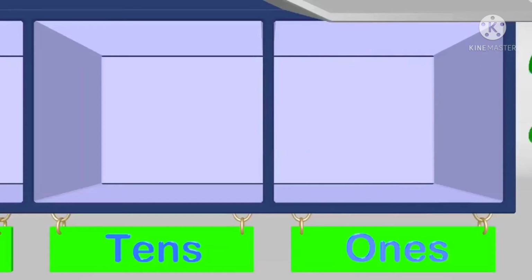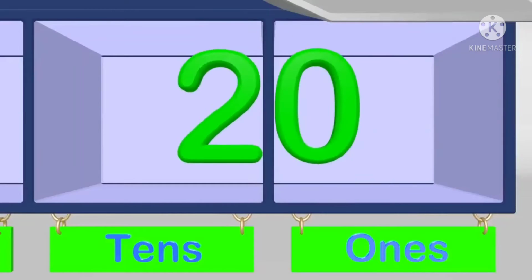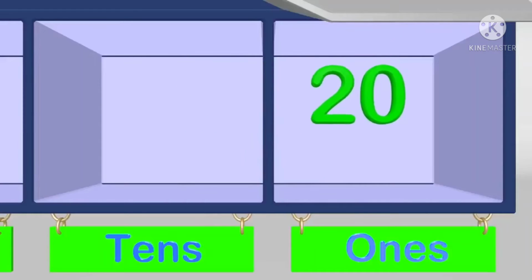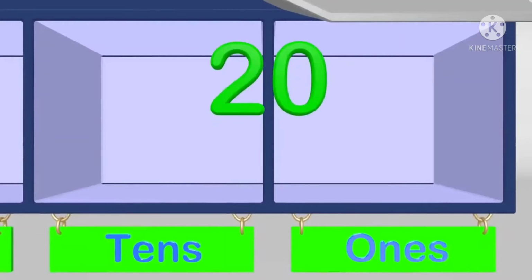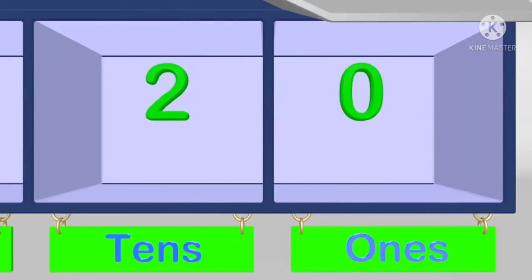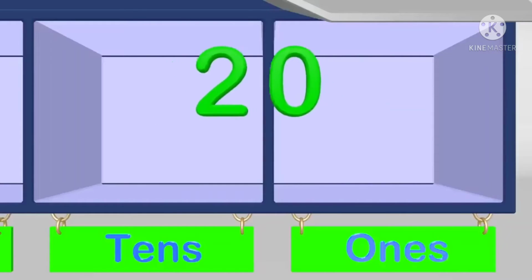Let's look at another number. This is the number 20. Can you tell me if this number has more than one digit? Yes, the number 20 has two digits because the 2 is a digit and the 0 is a digit. Uh-oh, we cannot put both numbers in the ones room. We have to split them into each place. This is still the number 20. We just have the 2 in the tens place and the 0 in the ones place.